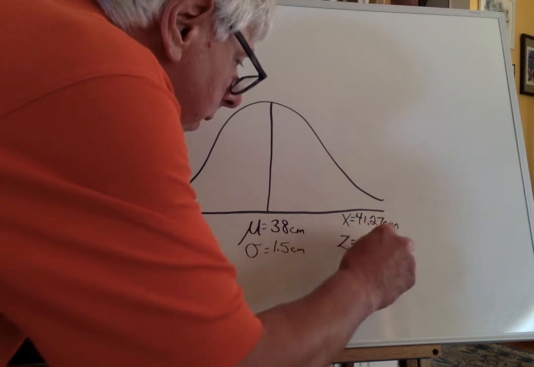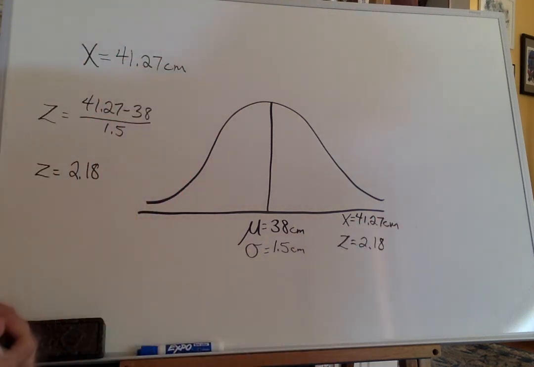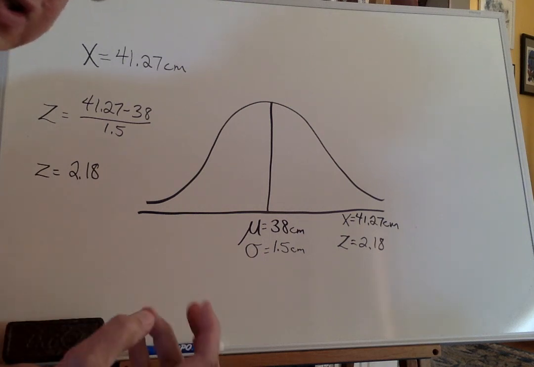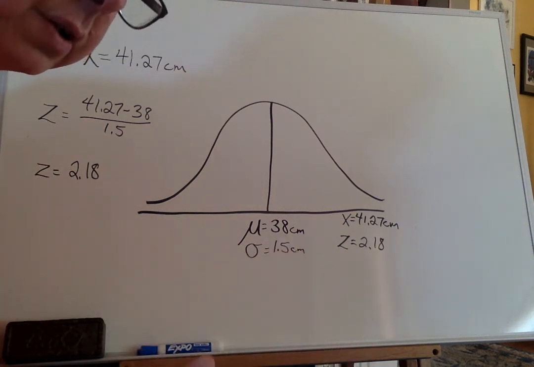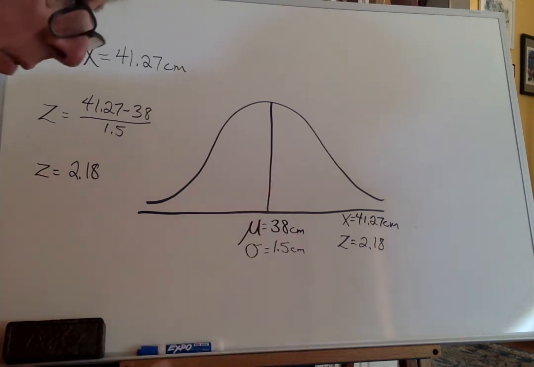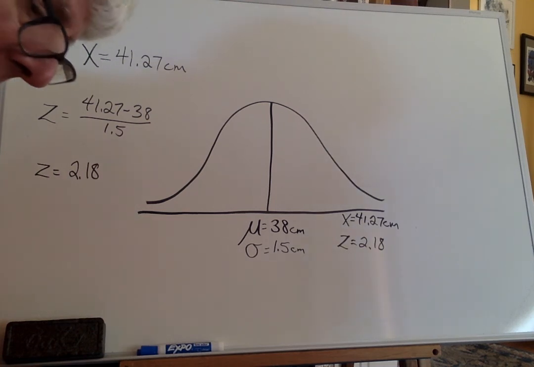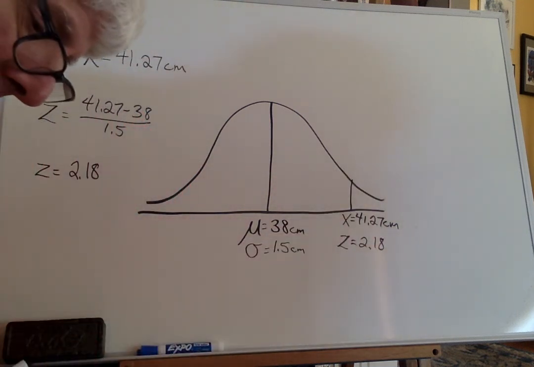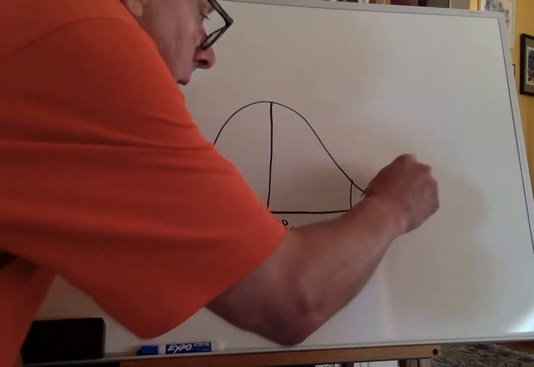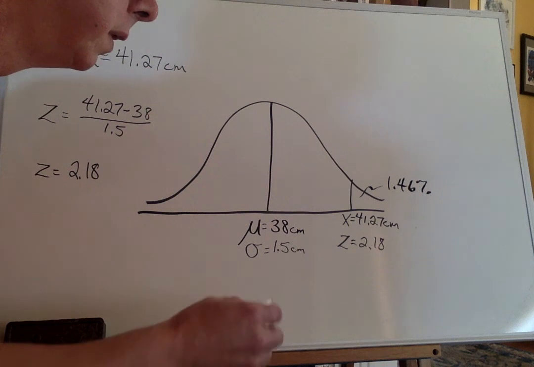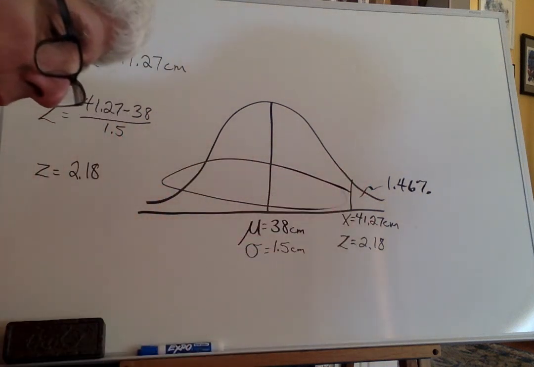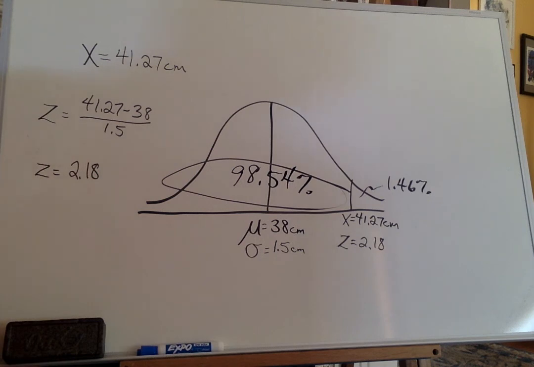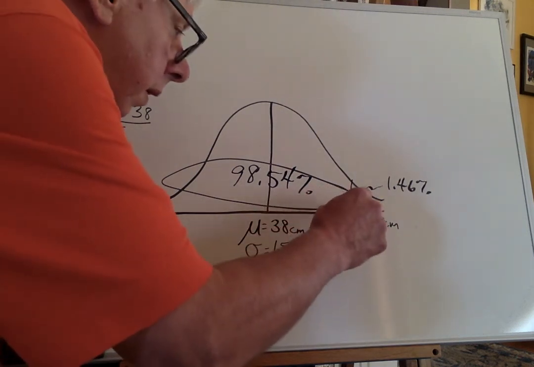We're at 2.18. But now what we're going to do is figure out what the percentile is. That's often what's used for developmental landmarks for children, what percentile are they at, okay? And so I'm going to look up my z-score of 2.18, okay, right here. And in the tail, 1.46%. In the body, right here, 98.54%. And so in terms of percentiles, here's where the baby is.